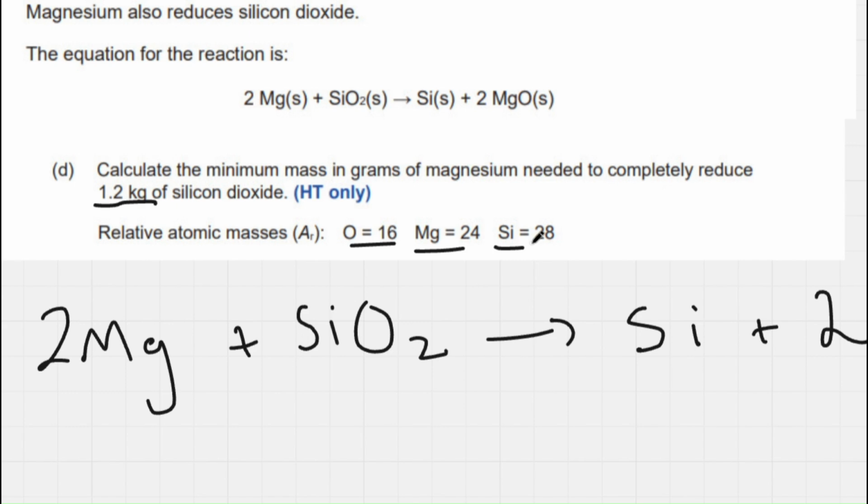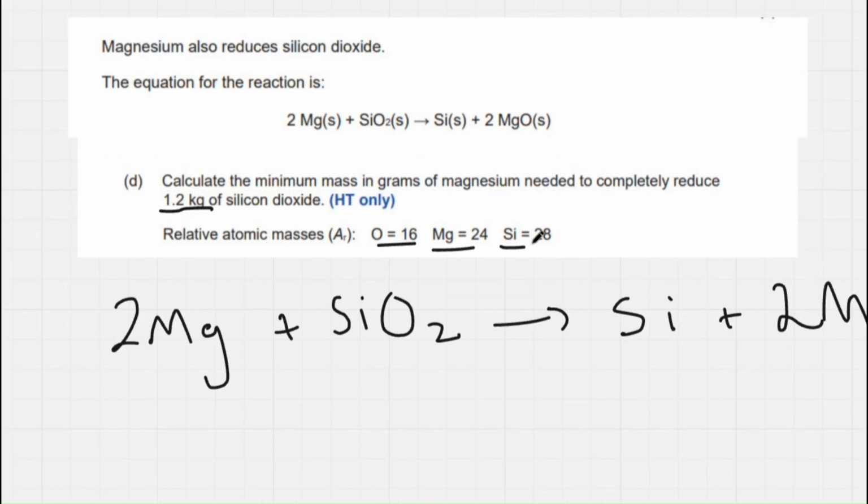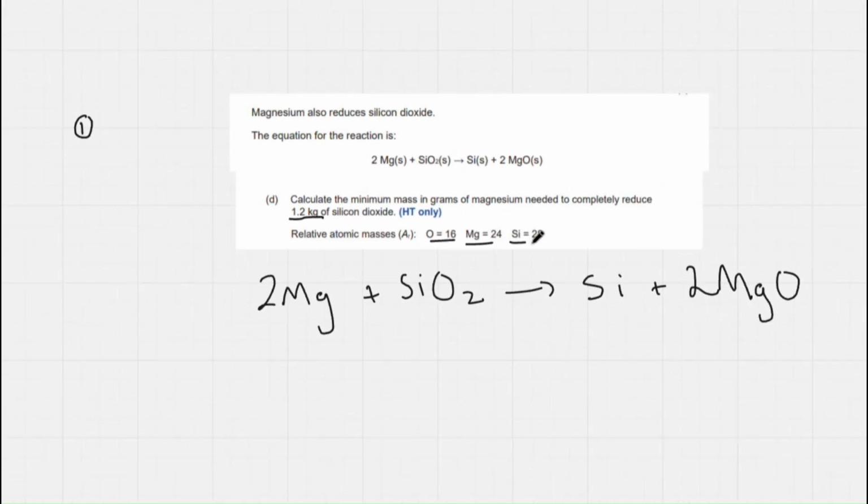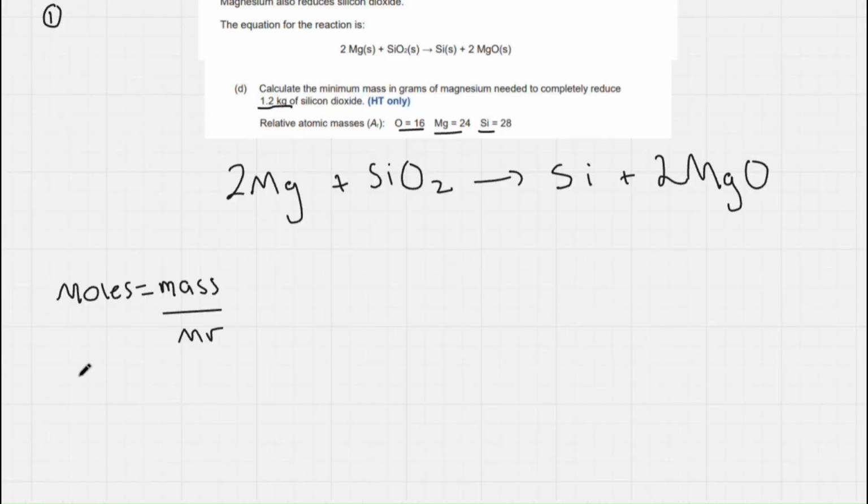Now, the first thing that we're going to have to know is which equation we're going to use. And the equation that we're going to use normally in amount of substance is moles equals mass over Mr. Moles equals mass over the formula mass. That is how we work out the moles. So mass divided by the Mr.